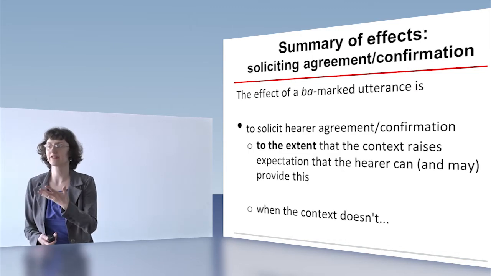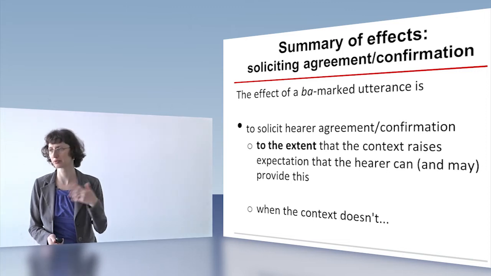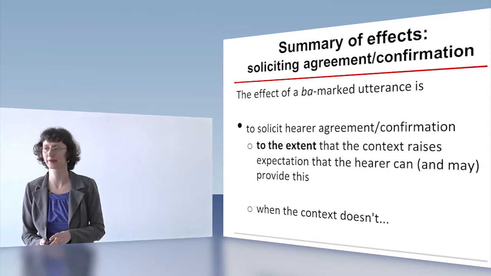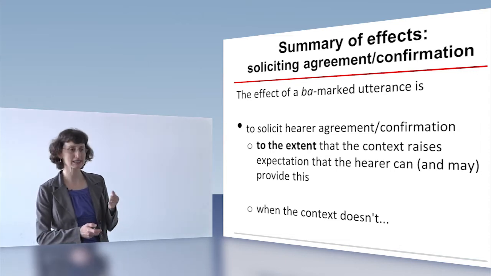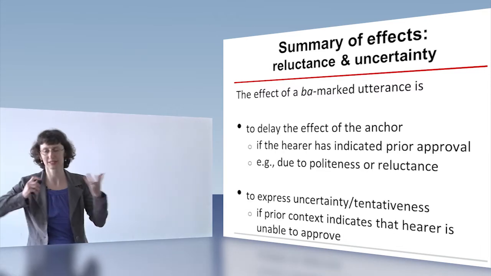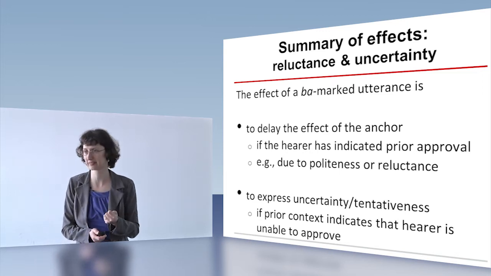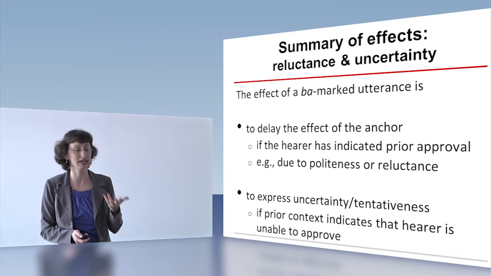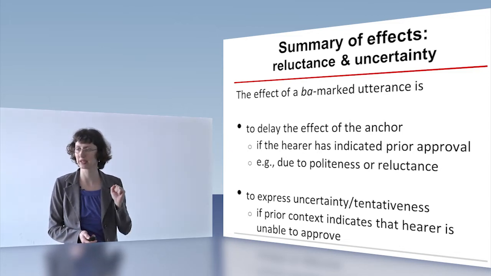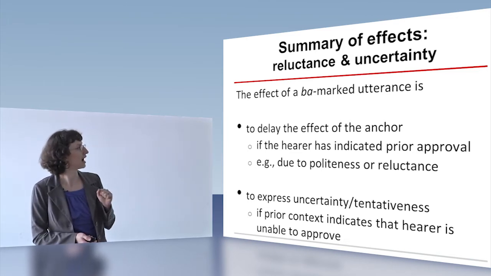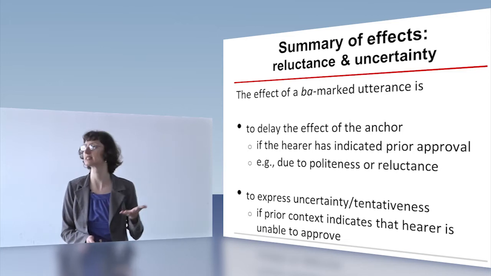Okay, so the summary of effects is as follows. To the extent that the context raises the expectation that the hearer can and may provide approval or confirmation or somehow take responsibility for the anchor, then the effect is to solicit this confirmation or agreement. Now, when the context does not support that expectation, then you get different effects depending on whether you have prior approval or not. If there is prior approval, then the effect is just to delay a bit, and that conveys hesitation or reluctance, or in some cases, just politeness. So that's the I'll donate 200 effect. Otherwise, if there is no prior approval and you can't expect to get it in the future, the effect is just uncertainty or tentativeness.